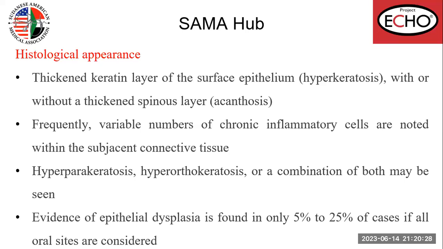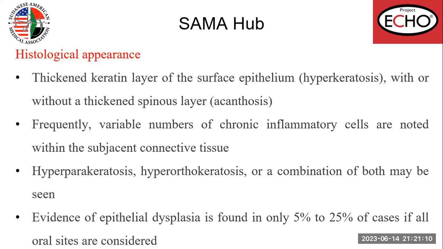Frequently, there are variable numbers of chronic inflammatory cells noted within the subjacent connective tissue, reflecting the amount of reaction from the body to this leukoplakia. If you look at the hyperkeratosis, it can be either hyperparakeratosis, in which you can notice the nuclei on the surface of the epithelium, or hyperorthokeratosis, in which we cannot see the nuclei. So both of them are increased amount of keratin, but in parakeratosis, the nuclei are present. In orthokeratosis, they are absent. Sometimes you can actually see a combination of both.